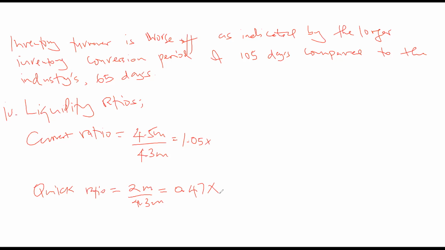Now let's compare that with what should be the optimal, the industry values. For the industry, the current ratio is 1.7 times. What does it tell us about the company? This company has issues regarding liquidity. You ought to be at 1.7, so you have a lower level of liquidity than you should. The industry quick ratio is 0.8 times, while for this company it is 0.47 times. So this company has a lower level of liquidity compared to the industry, which was very much expected if the company was over trading.